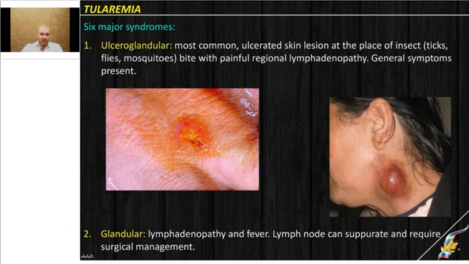Usually in the ulceroglandular form, that lymphadenopathy is less severe. An inflamed, red, painful lymph node, but not as obvious as in the right part of the slide. Of course, general symptoms of infection can be present, such as fever, malaise, headache, loss of powers, loss of appetite. So the second form is more severe and one of the most frequent types of the disease. It is the glandular form.